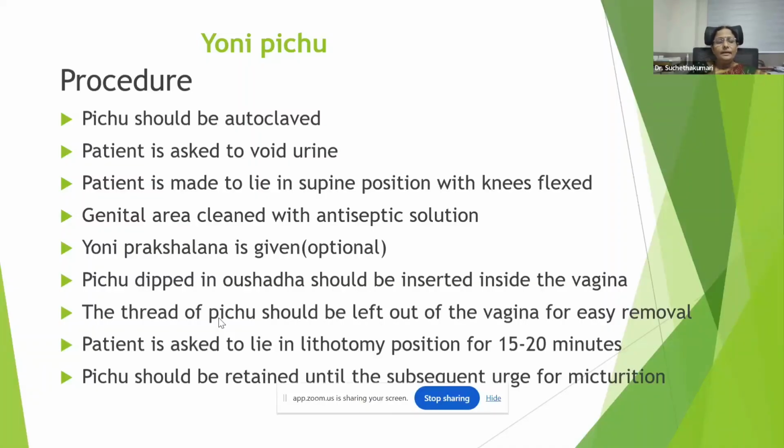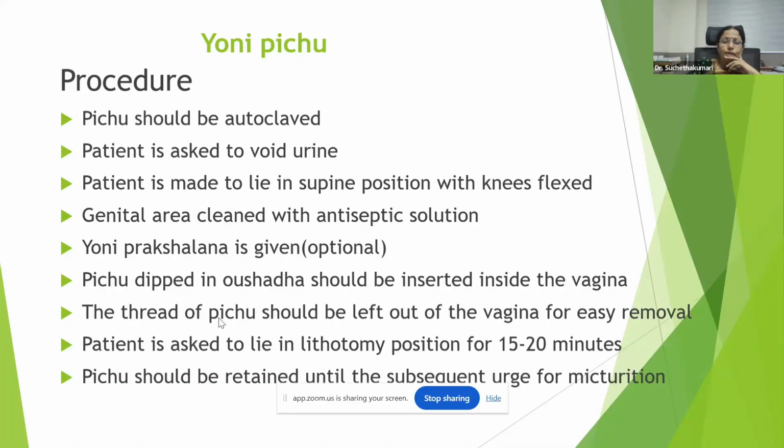Sometimes we may need the yoni prakshalana, as I gave the example previously. If the patient is having vaginitis and also cervical erosion, then yoni prakshalana may be given. Or in some of the procedures in the classics also, they say that before starting the other treatments, one yoni prakshalana or yoni dhavana has to be done. So if it is told, it has to be followed. Then the pichu is dipped in the aushadha and it is inserted into the vagina.